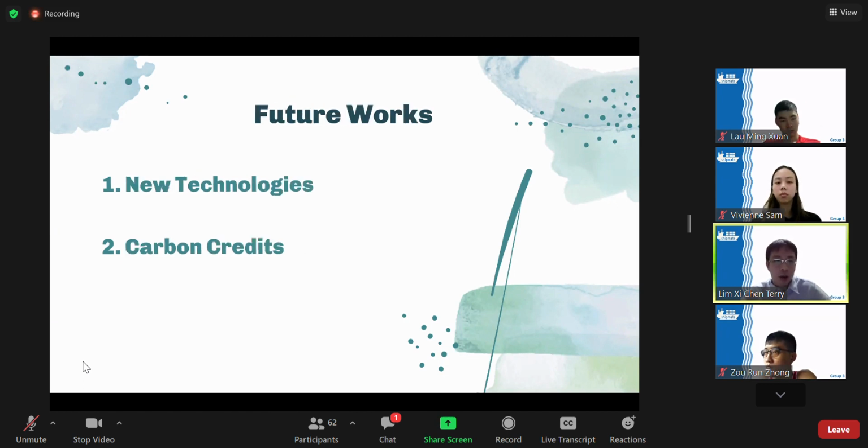Lastly, I'll talk about the future works of our project. There could be a platform on ShipMate to share new technologies that will help to reduce carbon emission. This platform would help companies that produce these new technologies, such as solar panels, to advertise their equipment, giving shipping companies the opportunity to explore more innovative solutions to reduce carbon emissions.